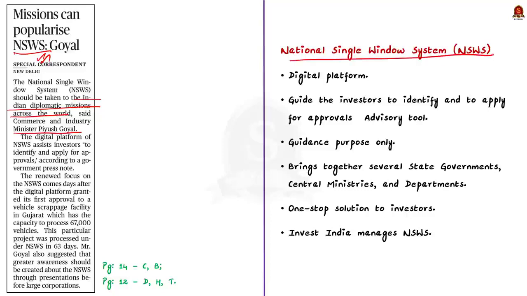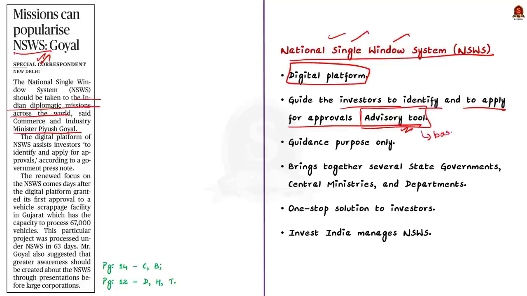See, as we discussed, the National Single Window System is a digital platform. This platform is used to guide the investors to identify and to apply for approvals as per their business requirement. The platform is built to serve as an advisory tool to identify approvals based on user input. Kindly note that this platform is to be used for guidance purpose only.